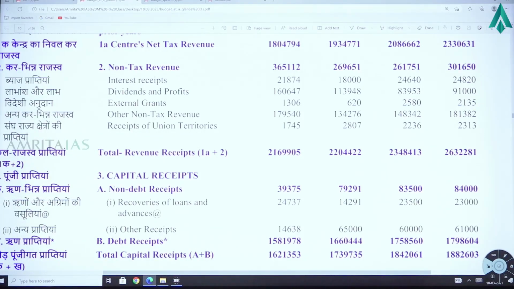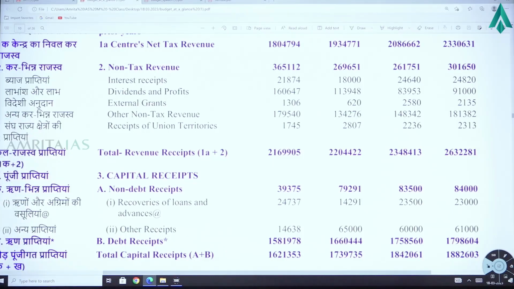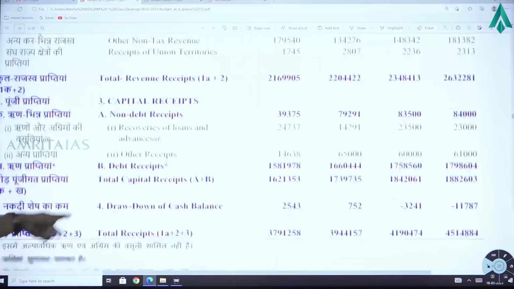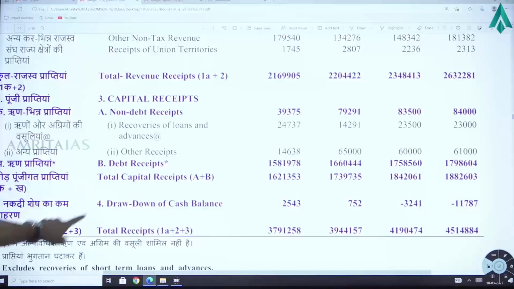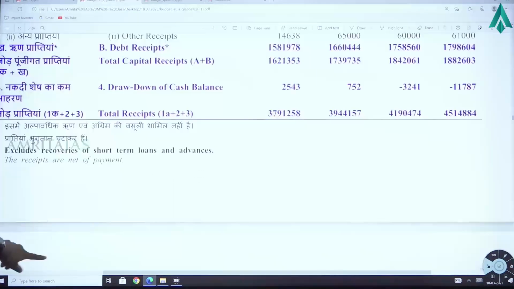In this, what is the dividend and profit? 91,000. Other non-tax revenue is 1,81,000. External grant is only 2,135. So these are the components of non-tax revenue. Capital receipts we have already seen in the first. So total capital receipts is 1882. Total receipts is 451.